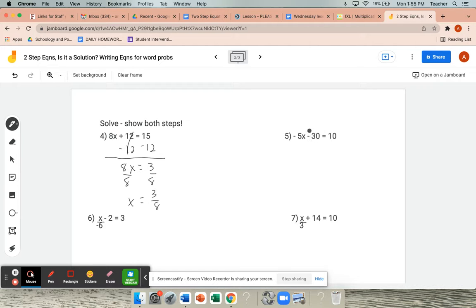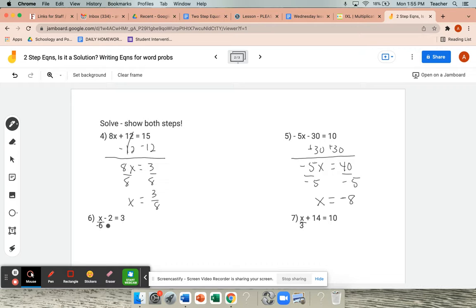Doesn't have to be. Number 5, negative 5x minus 30. We start on the side with the x, and we undo minus 30, so we add 30. We draw our line, and what do we bring down? Negative 5x equals 40. Since we're multiplying by negative 5, we divide both sides by negative 5. And x equals 40 divided by 5 is 8, and it would be negative because the signs are different.